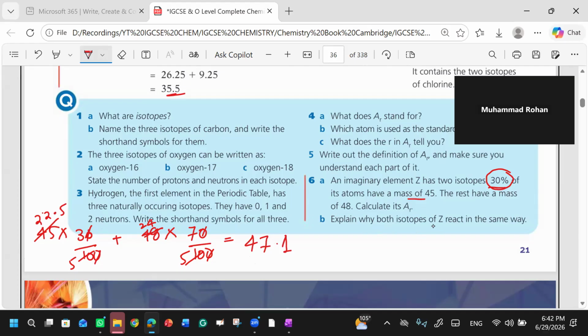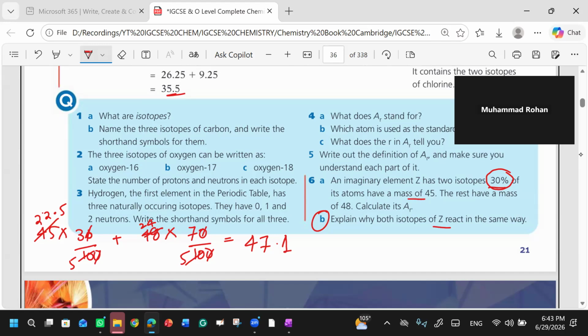Explain why both the isotopes react in the same way. This is the discussion which we have already done in the previous meeting. They are saying why both of the isotopes react in the same way. Now they are actually talking about the chemical properties, right? Can you tell me now? Explain why. Maybe because they won't react too much.